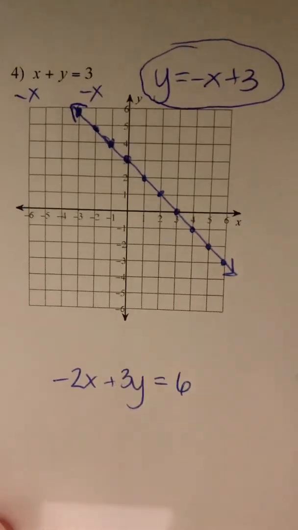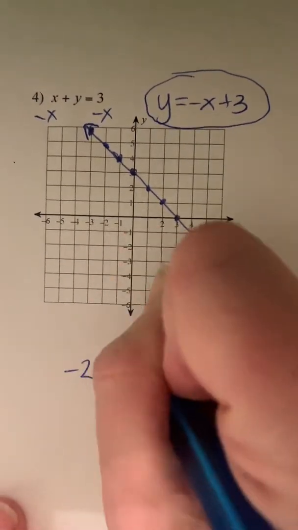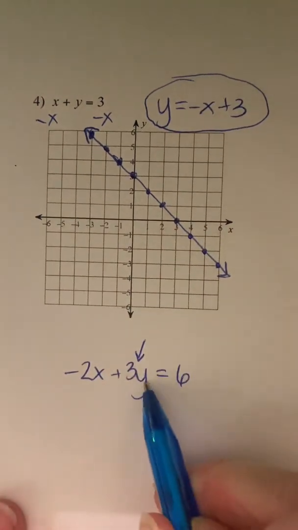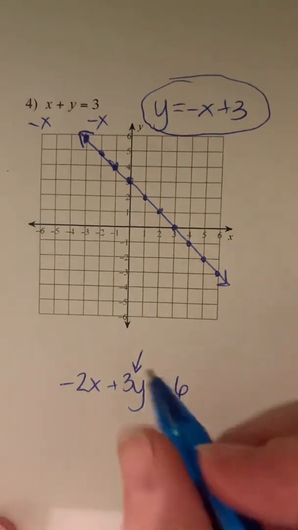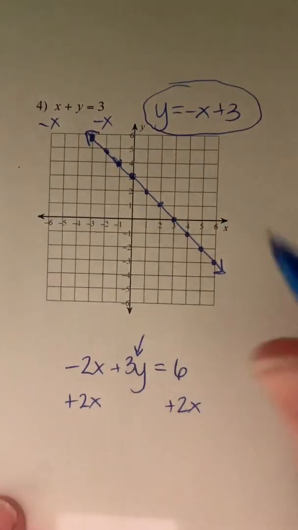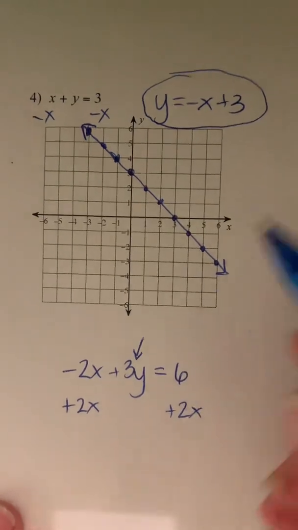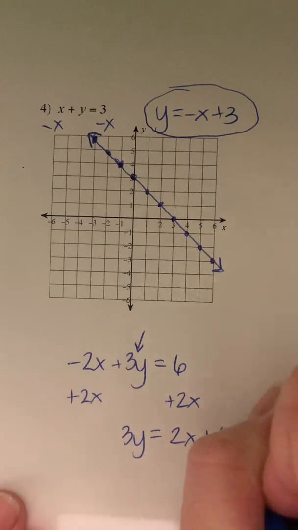That I practice solving for y. Okay, so again, this number stays with the y. So I have to move my x over. Every time I'm going to move my x over. So this is a negative, so I'm going to add 2x. Again, these are not like terms. I cannot combine them. So I have 3y equals 2x plus 6.